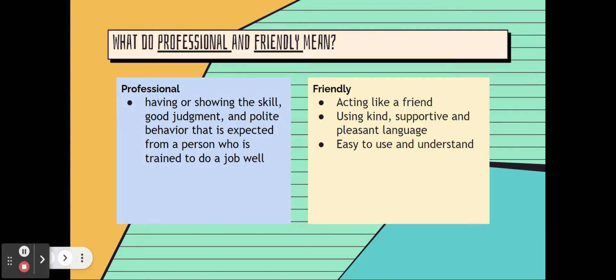And of course, here are some definitions for you. Professional means having or showing the skill, good judgment, and polite behavior of a person that is expected to do a job well. They are trained to do the job well. You all are professional students. That is your job. So you write professional emails in your job as a student. Friendly means acting like a friend, using kind, supportive, pleasant language.